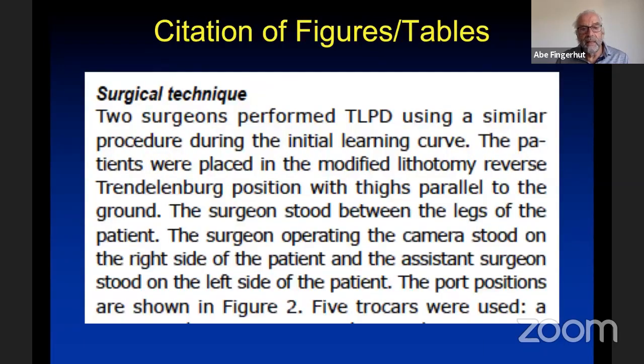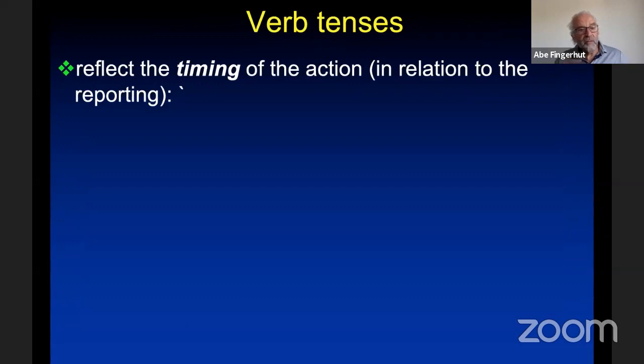The present tense is also used when we cite figures or tables in the text. The board positions are shown in figure 2. However, the sentence afterwards, 5 chokars were used, past tense, because it happened in the past. So everything is reflected. The timing of the action is in relation to your reporting, your writing.